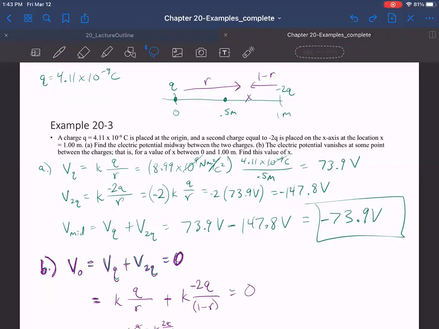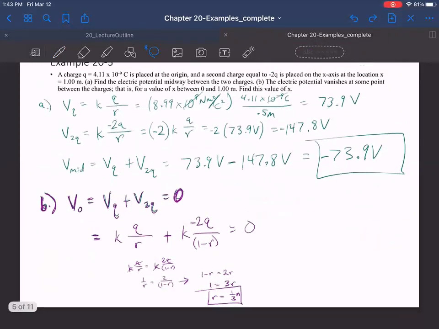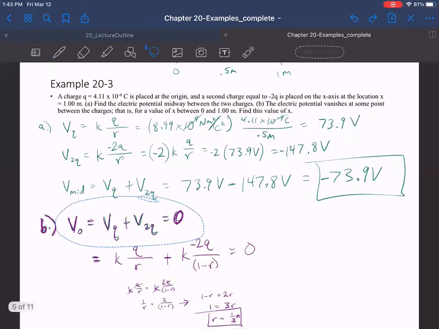And then, of course, its distance from the larger charge is 1 minus r, because the whole distance between them is 1, right? So r plus 1 minus r is just 1. And that's the whole distance between them. So I come down here. I do the sum of their voltages equals 0. So I do the voltage due to a point charge, kQ over r, plus k times negative 2Q over 1 minus r.